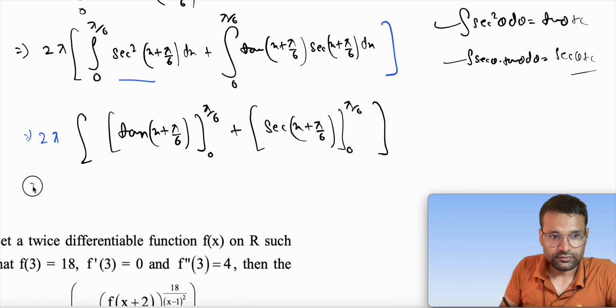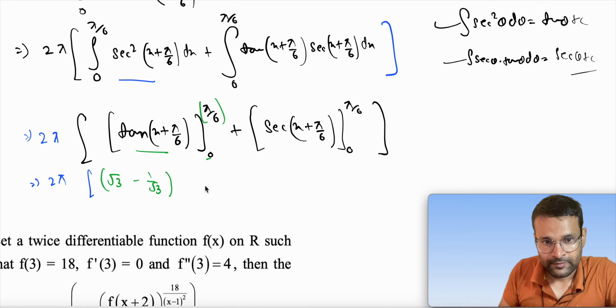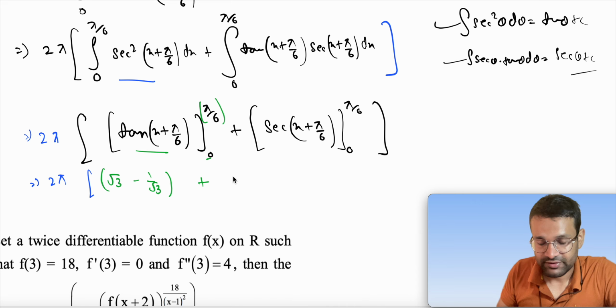Okay, now 2 pi. Now we put the value pi by 6 in here, then it becomes pi by 3, and the value of sec pi by 3 is 2, minus, when we put 0 in this, then 1 by root 3. When we put the value of pi by 6, then it is pi by 6 plus pi by 6, which gives you pi by 3, and sec pi by 3 value was 2, and when we put 0 it is pi by 3, which is 2 by root 3.